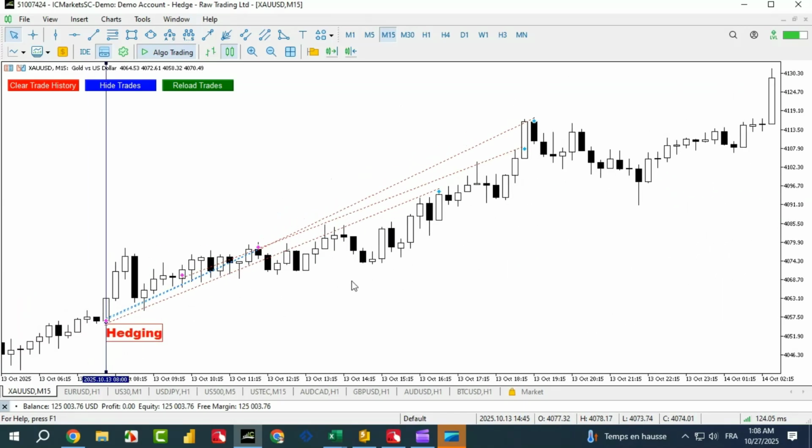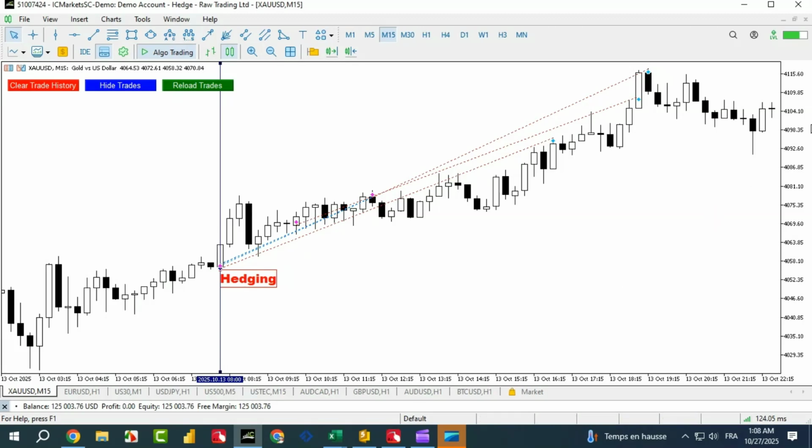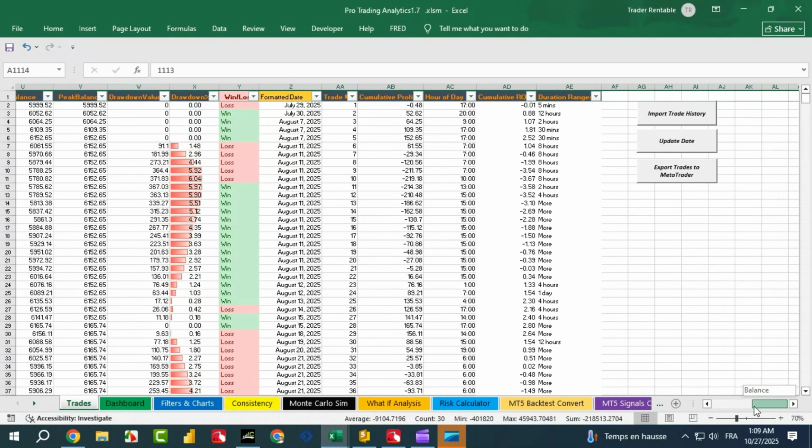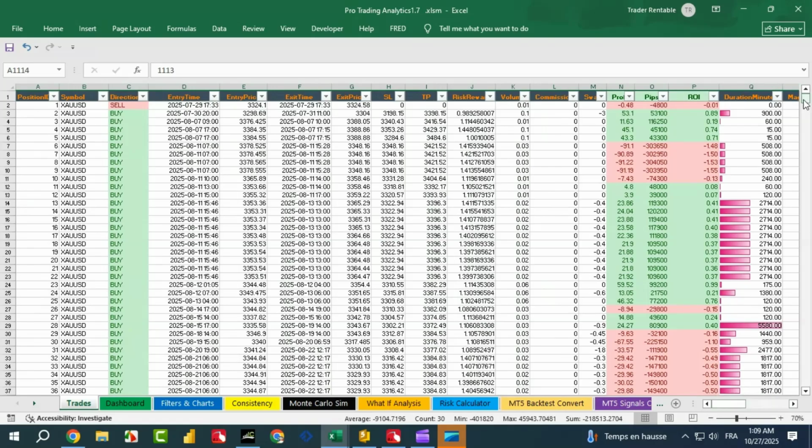This is an example of a hedging strategy, where the expert advisor opens both buy and sell orders simultaneously. In this case, it's not just one buy order, there are multiple, and the EA continues adding sell orders against the trend. In the entry tooltip, we added the position ID, allowing you to easily check the trade details in the trade sheet, such as take profit, TP, stop loss, SL, risk-reward ratio, and drawdown.